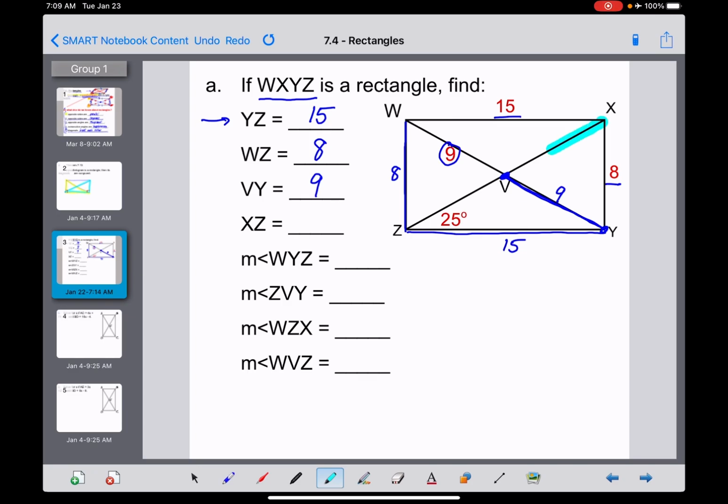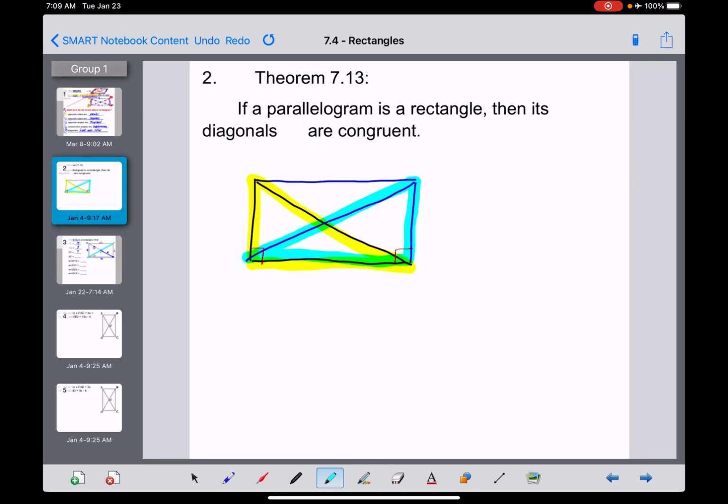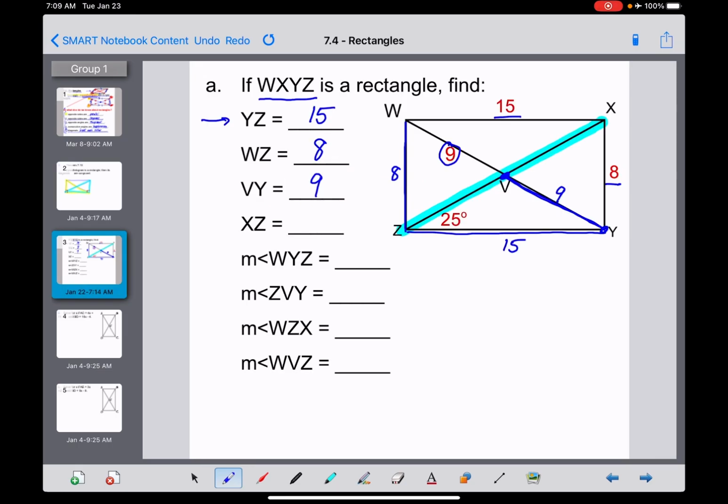XZ obviously is this line segment that comes from X all the way down to Z. And to do that, we're going to have to pay attention to this theorem we just wrote down. In a rectangle, your two diagonals are congruent to each other. So we know that the diagonal that goes from W all the way to Y here in red is made up of two pieces that are 9 and 9. So the total measurement of diagonal WY is going to be 9 plus 9. In fact, let's write that out, which is going to be 18.